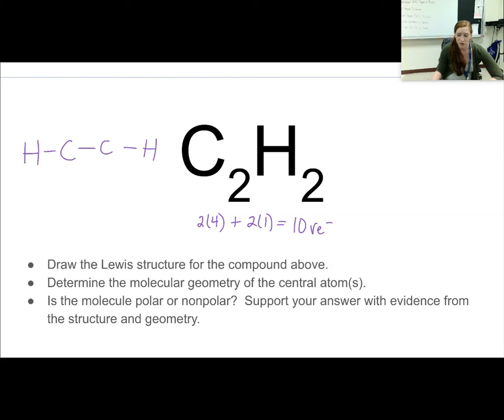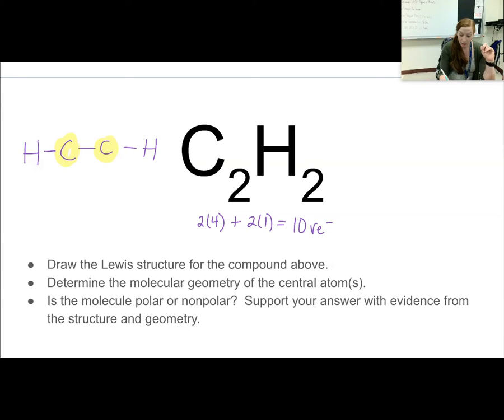Before I try to place any lone pairs, let's look at what's happening. Both the hydrogens have one bond. That's going to fulfill their valence shell. Since hydrogen only uses the first energy level, it has full valence at 2 electrons. Now the carbons, again, are identical. They each have 2 bonds, which means they only have 4 electrons.